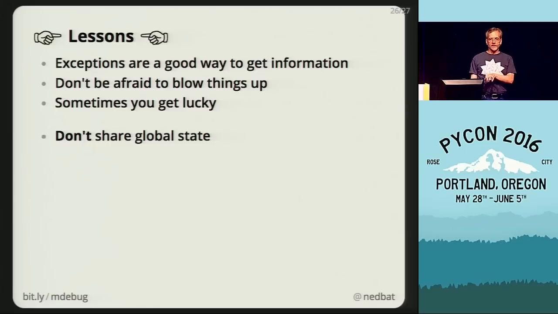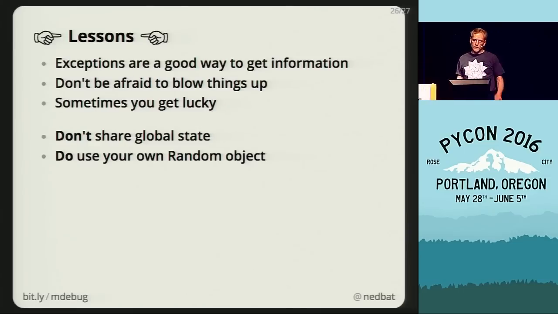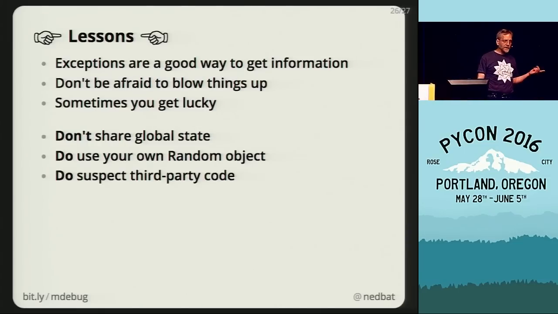Shared mutable state is a very, very difficult thing, because it means that anywhere in your program could be fiddling with that, and it's very hard to reason at that kind of distance. So do use your own random object. And do suspect third-party code.